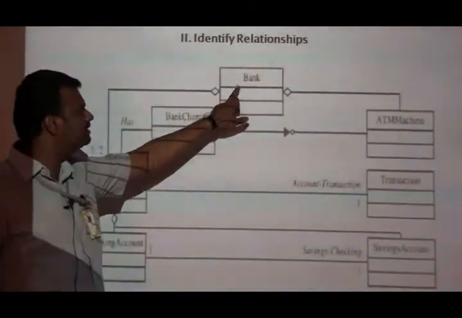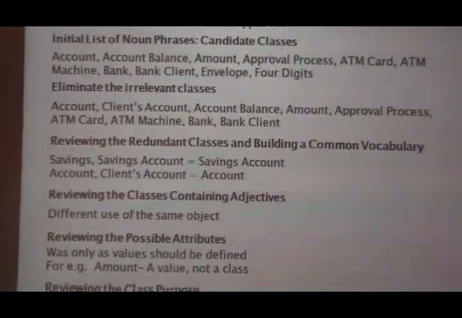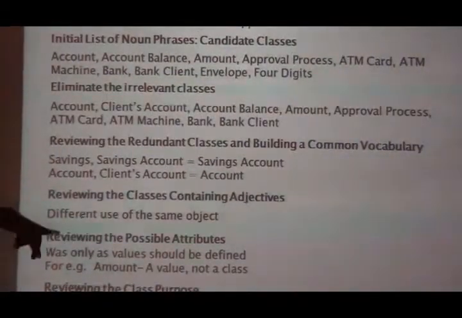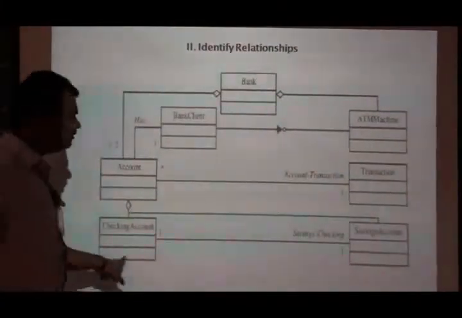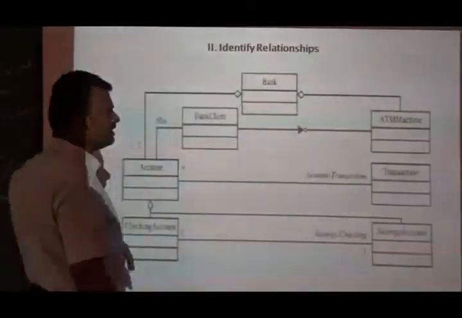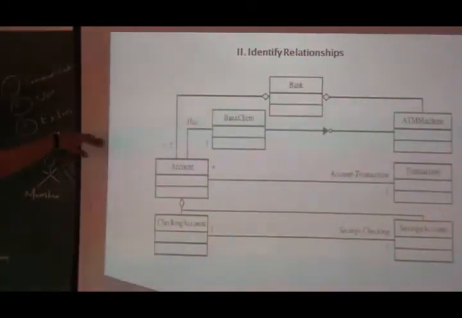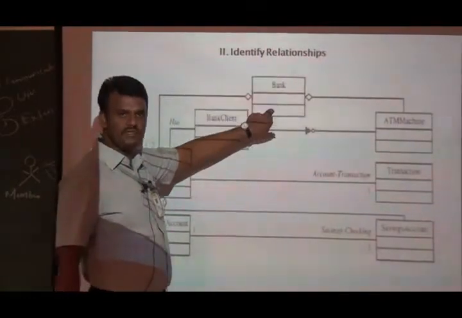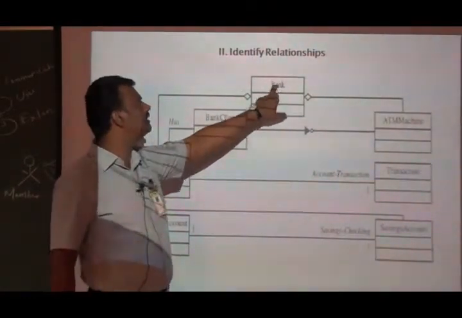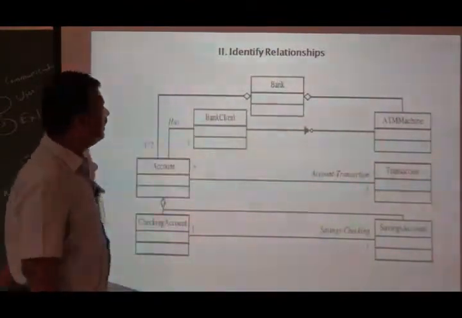What is the final list of classes at the bank? ATM machine, ATM card, bank client, bank, transaction, account, checking account and saving account. These are the final list of classes of the ATM management system. How to represent a class? A class is represented as a rectangle with the 3 compartments. The first compartment represents the class name, the second is the attributes, the third one is the methods.